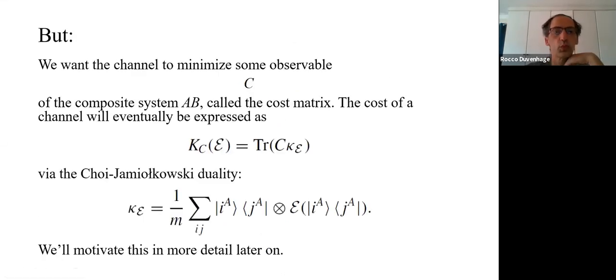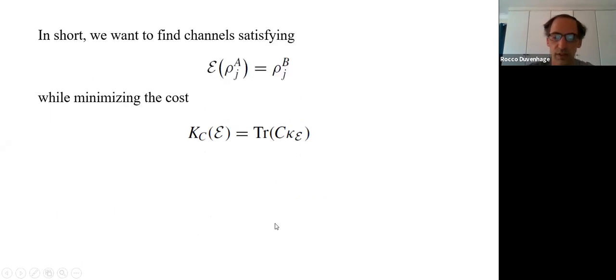But we want to minimize a certain observable of the composite system, AB, which I'll call the cost matrix. And the cost of the channel will be expressed in this way. So it's the trace of C times this kappa E, where kappa E is given by the Choi-Jamiolkowski duality. So it's a state of the system AB given by the channel E. And as I say, I'll motivate this in a bit more detail later on. So in other words, in very short terms, I want to find channels satisfying this while minimizing the cost.